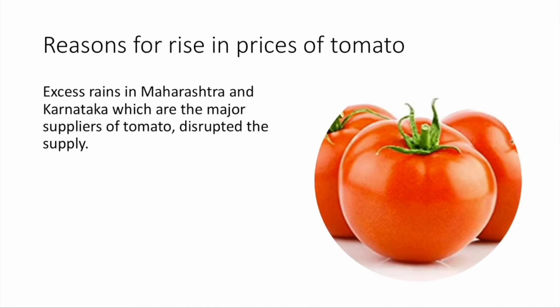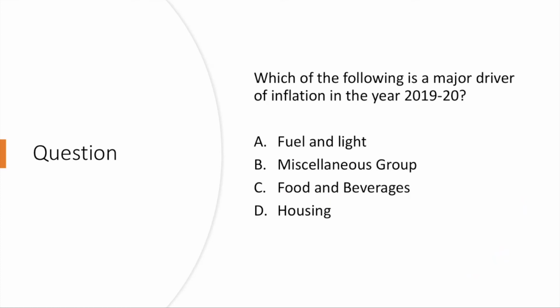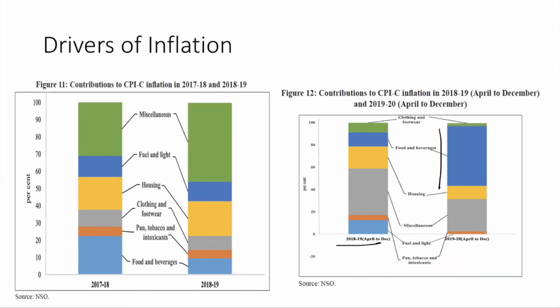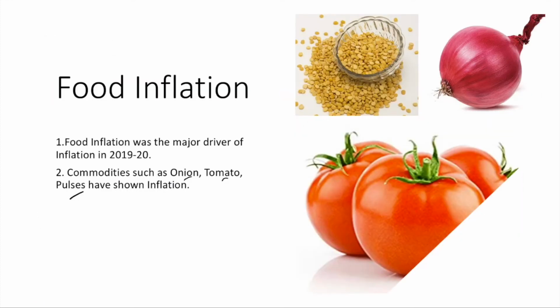So all these supply constraints raised the prices of onions. In the case of tomatoes, Maharashtra and Karnataka are the major suppliers of tomatoes. So excess rains in these regions disrupted the supply of tomatoes, causing demand-supply mismatch, and the prices of tomatoes increased. Let's take a very easy question. Which of the following is a major driver of inflation in the year 2019-20? Fuel and light, miscellaneous group, food and beverages, and housing. We have seen that it is food and beverages. We have seen in this graph that food and beverages was the highest contributor to inflation.